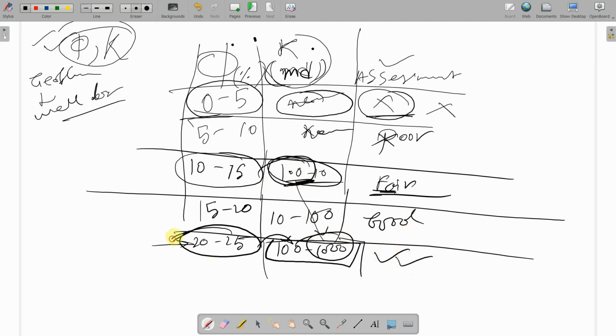Our objective is to explore such rock so that the porosity is between 20 to 25 and the permeability is greater than 100. Then you will go for digging oil. So these are the two basic factors which define which rock is good for reservoir and which rock is not good for reservoir. Now I'll be discussing the types of reservoir rocks.